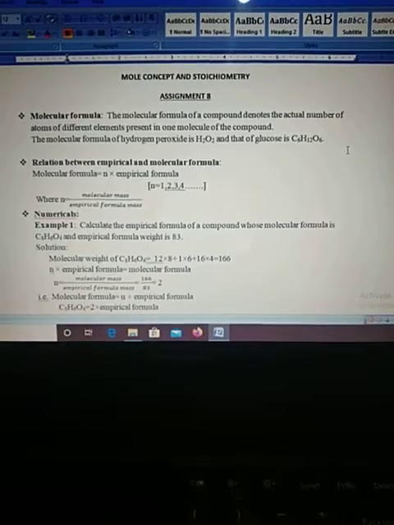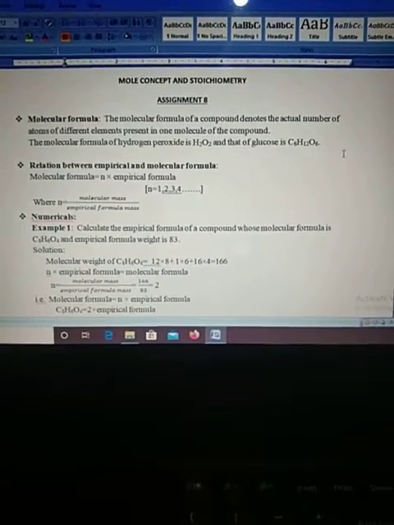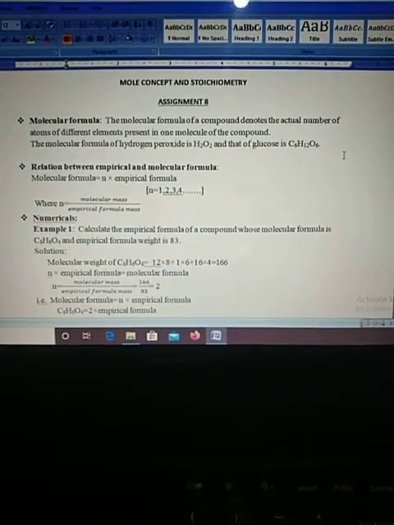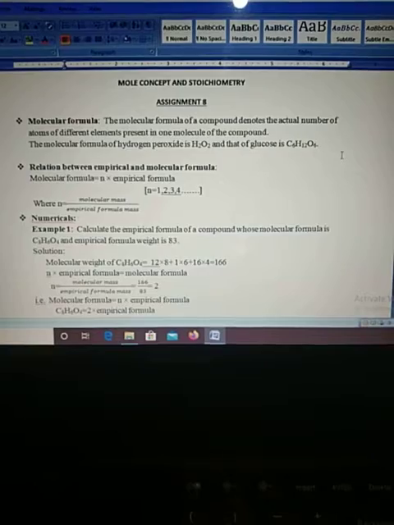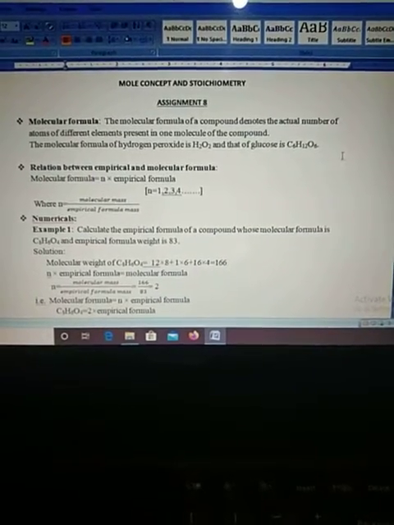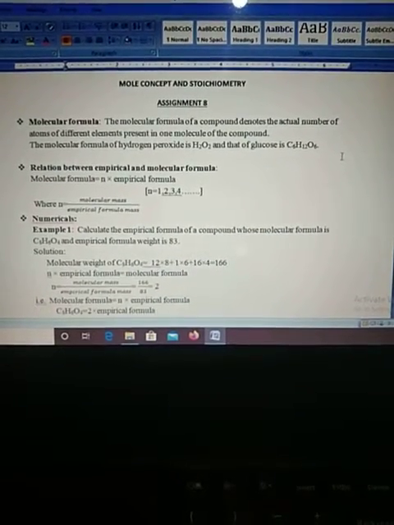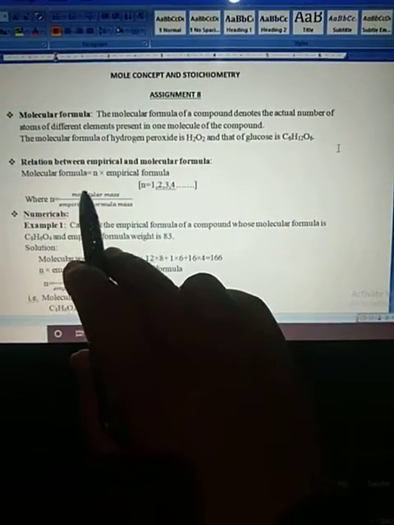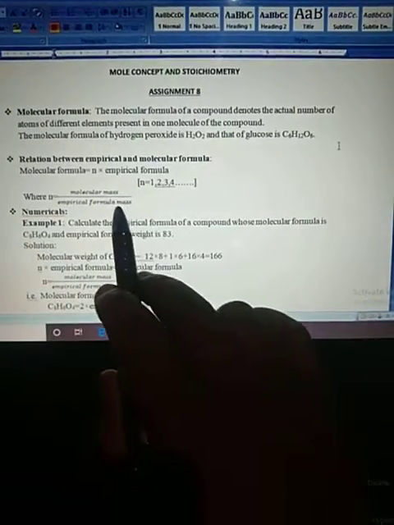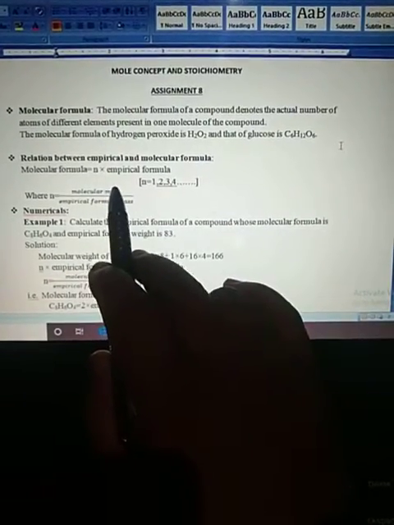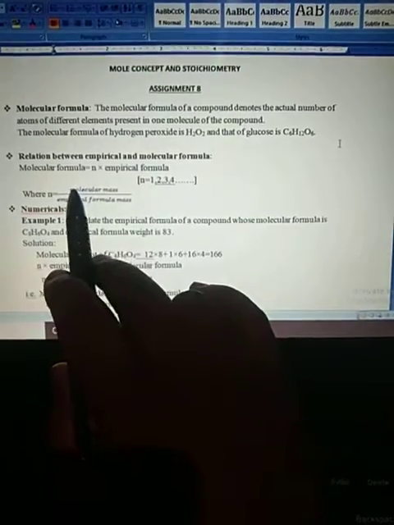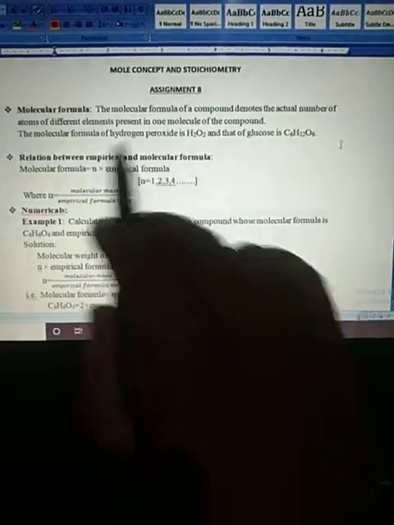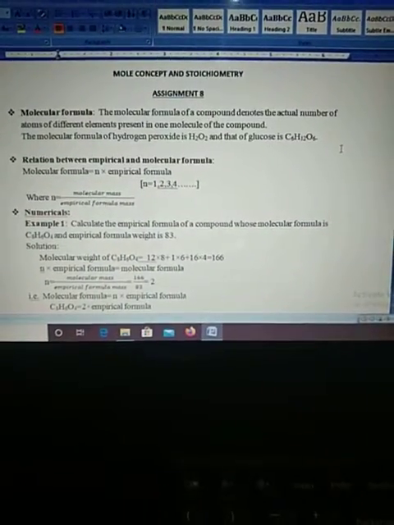Now we need to know the relation between empirical and molecular formula. So molecular formula equals n into empirical formula, where n is an integer which goes 1, 2, 3 and so on, and n can be found by the formula molecular mass divided by empirical formula mass. Molecular mass we know how to calculate from the given compound, and empirical formula mass we came to know from our previous class. Now numericals based on it.